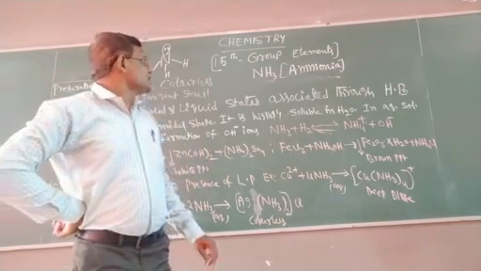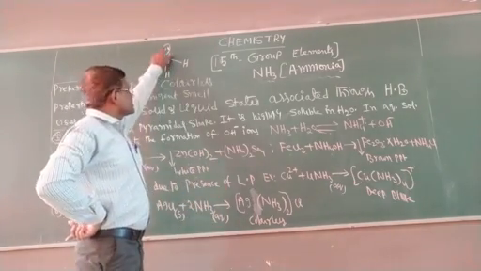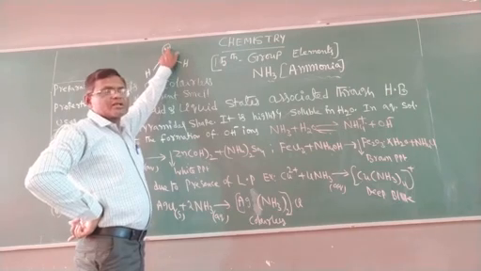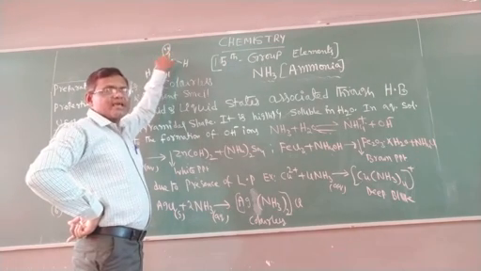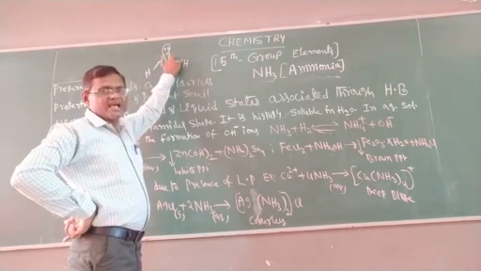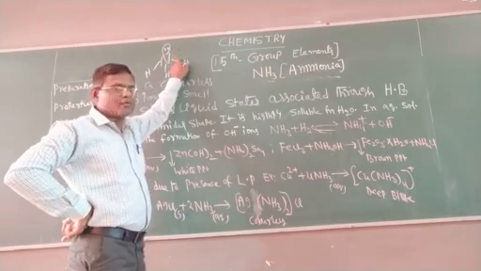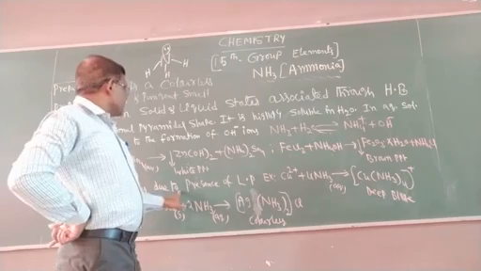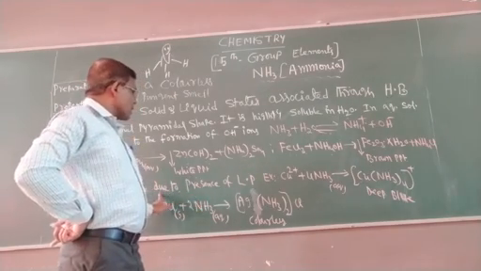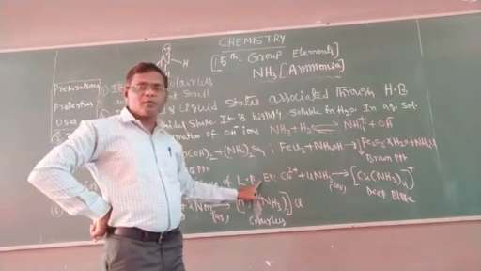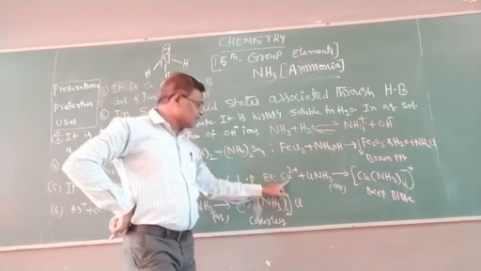Here in ammonia, the central atom nitrogen consists of a lone pair of electrons. That is why it behaves as a ligand in complexes. It is donating electron pairs to the central metal atom. That is why the ammonia molecule forms complexes, due to the presence of the lone pair. So now I give the example here.